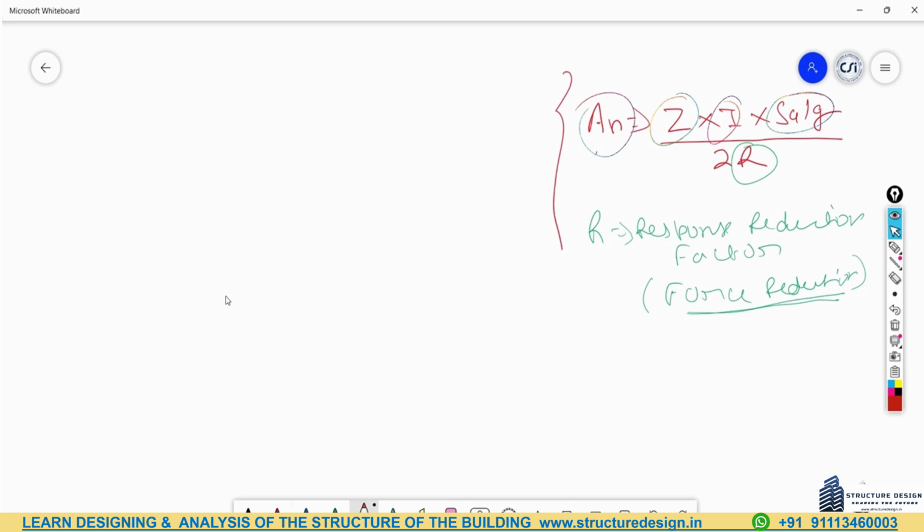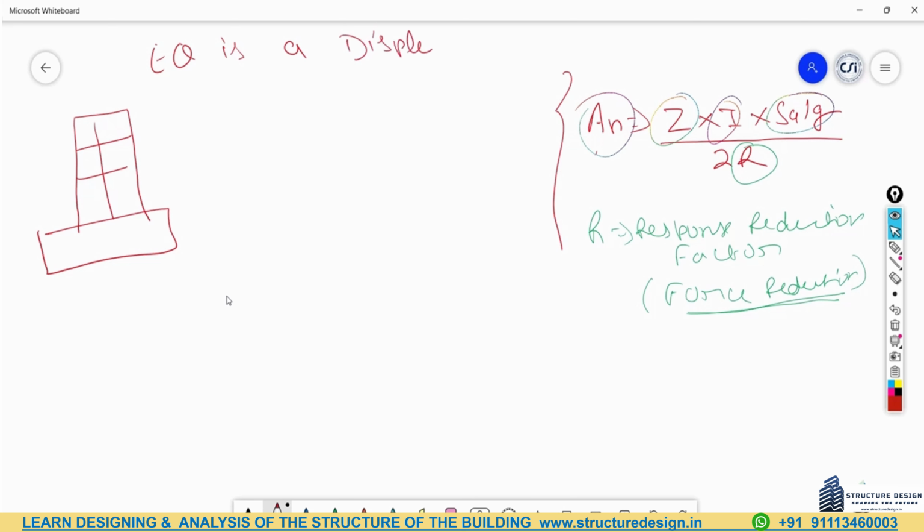So let me draw one building to explain this R factor. Assume that this is my building. Now think that earthquake is a displacement, not a force. So I will write here, EQ is a displacement, not a force. For some time you assume it like that. Anyhow, in reality, earthquake is a displacement only. If an earthquake comes, it will cause a displacement, it will not cause a force.